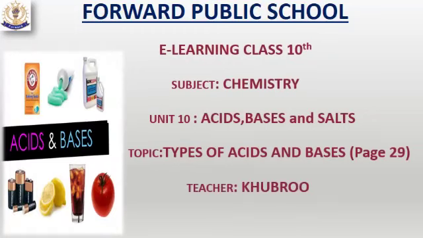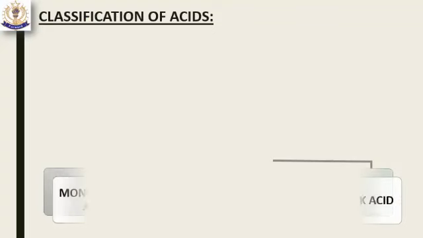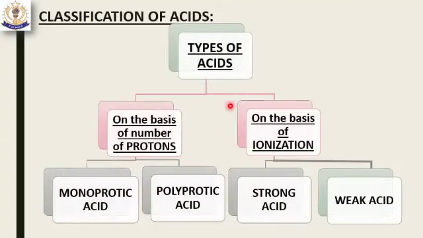The chapter is acids, bases and salts, and the topic we are going to discuss is types of acids and bases. Let's begin with the classification of acids. Acids are classified in two ways, that is on the basis of number of protons and on the basis of ionization. On the basis of number of protons, acids have two types, that is monoprotic acid and polyprotic acid. While on the basis of ionization, acids are divided into strong acid and weak acid.